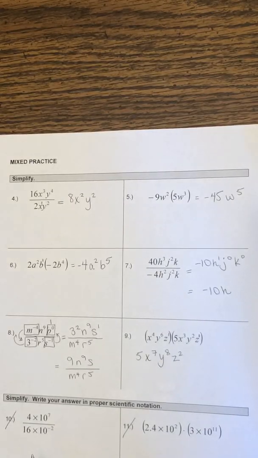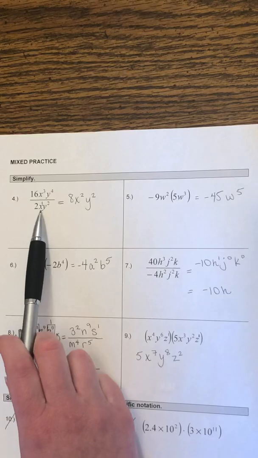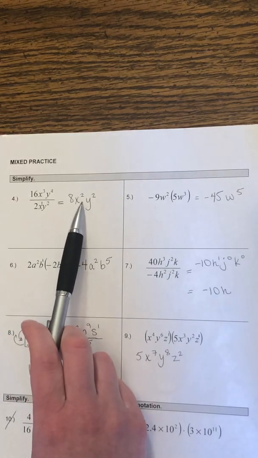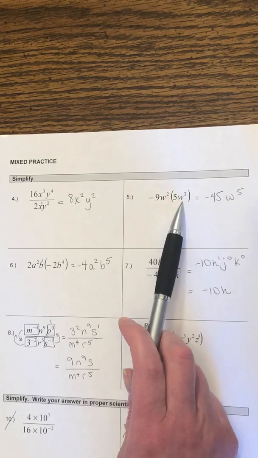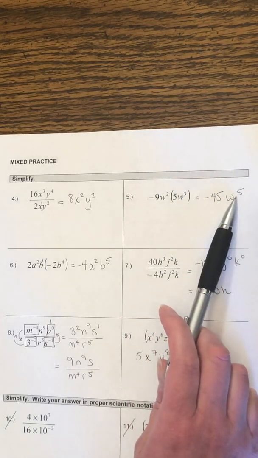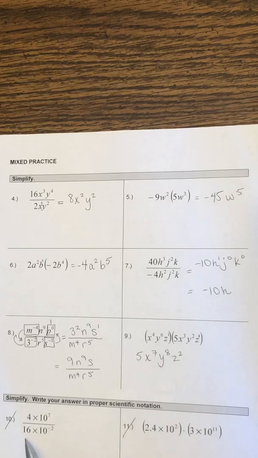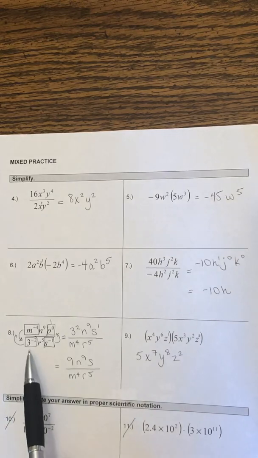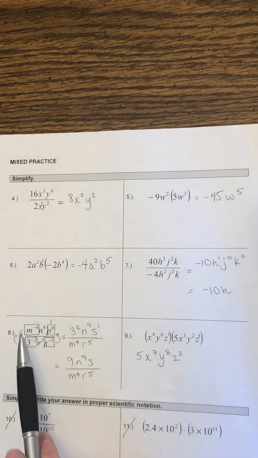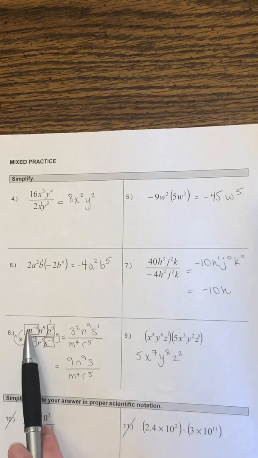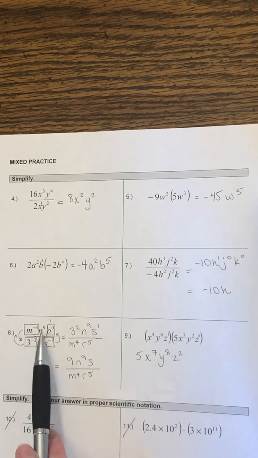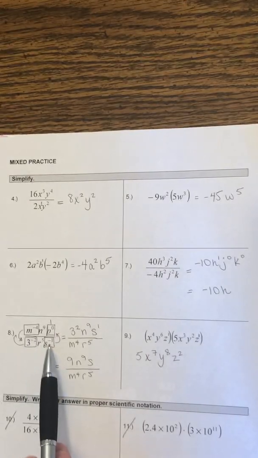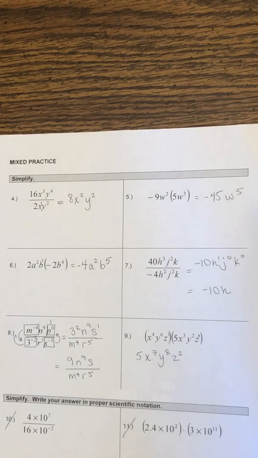So again, just a couple things I want to go through. When you're dividing like bases, remember we want to subtract the exponents. When we're multiplying like bases, we want to add the exponents. If, for example, we have something like this for number 8, we don't actually have like bases. There's only one base of M, one base of N, one base of P, one base of 3, one base of R, one base of S. So we can't actually do any combining because we don't have any like bases.